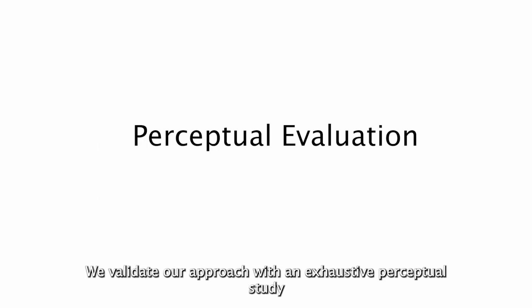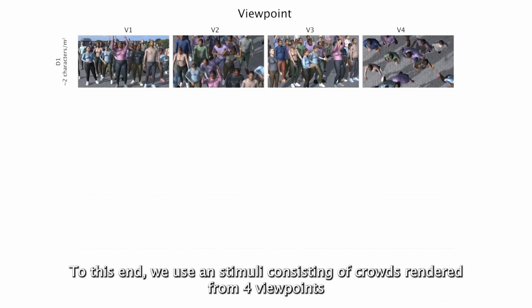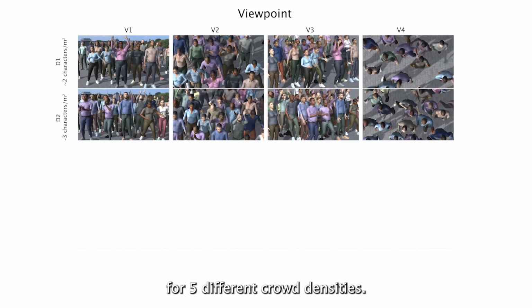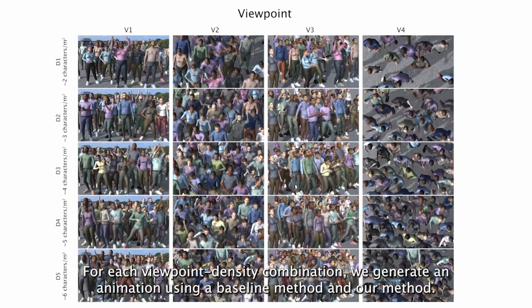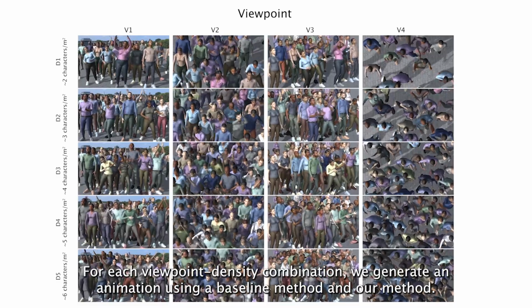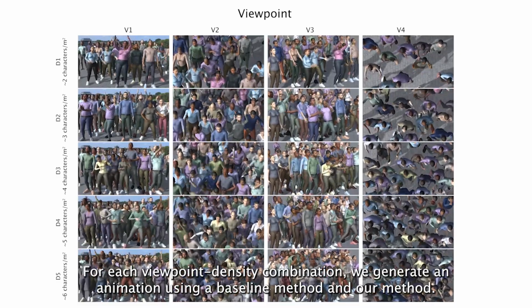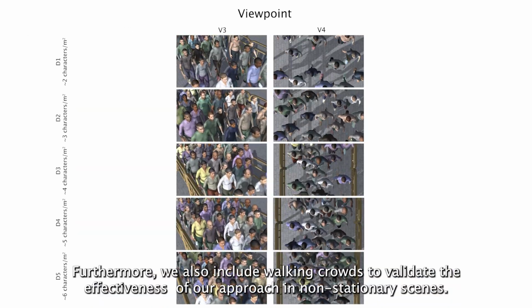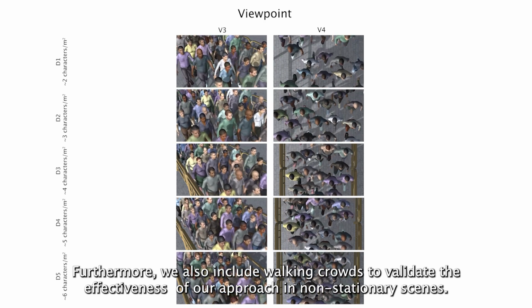We validate our approach with an exhaustive perceptual study. To this end, we use a stimuli consisting of crowds rendered from 4 viewpoints, for 5 different crowd densities. For each viewpoint density combination, we generate an animation using a baseline method and our method. Furthermore, we also include walking crowds to validate the effectiveness of our approach in non-stationary scenes.